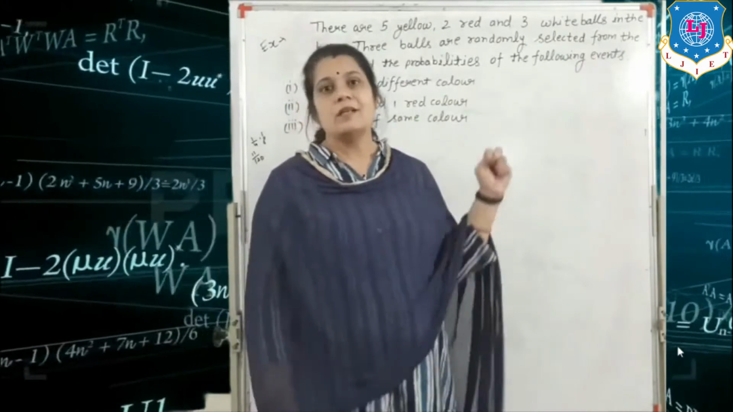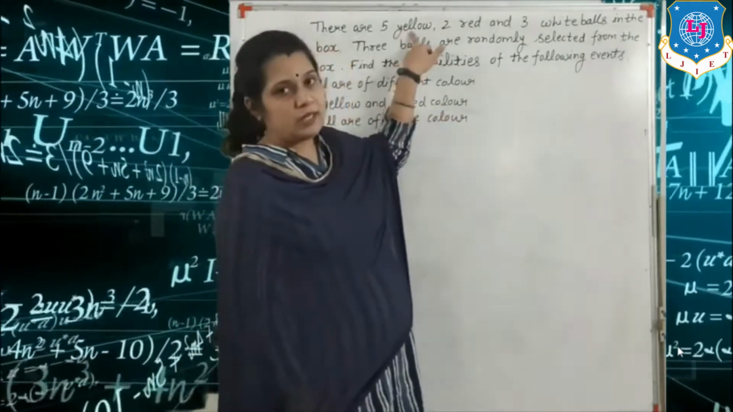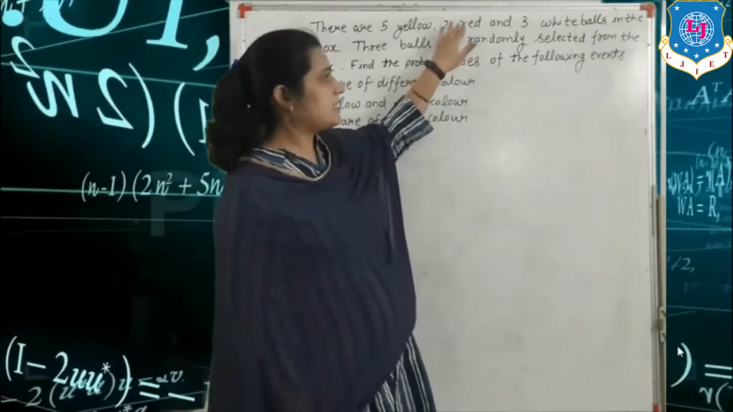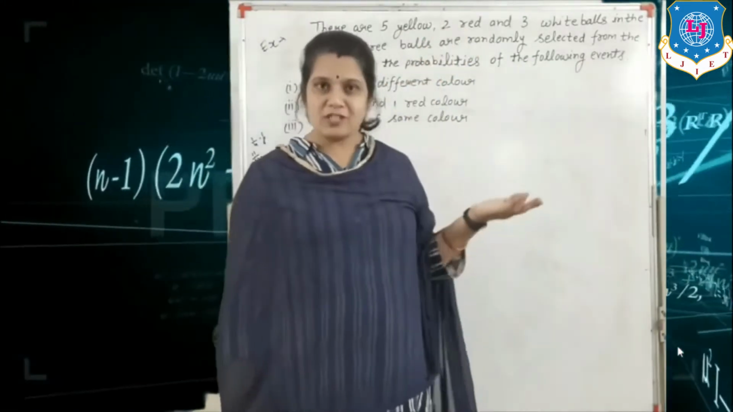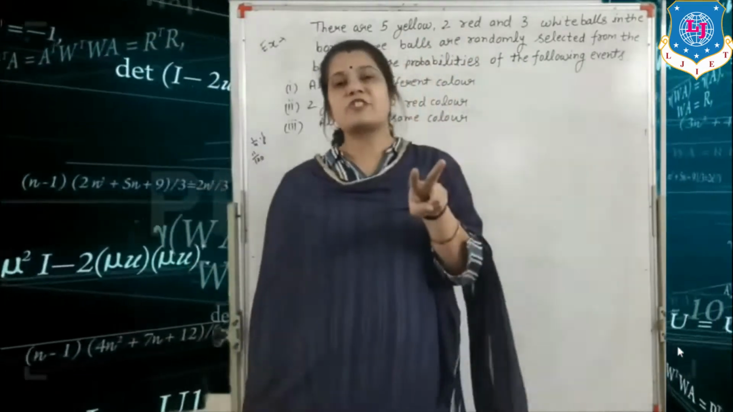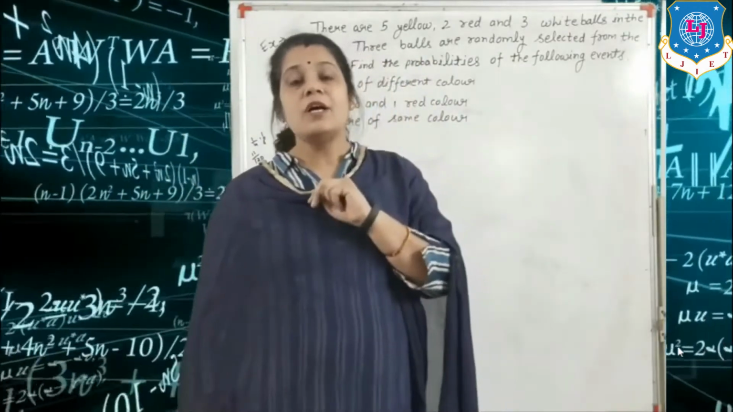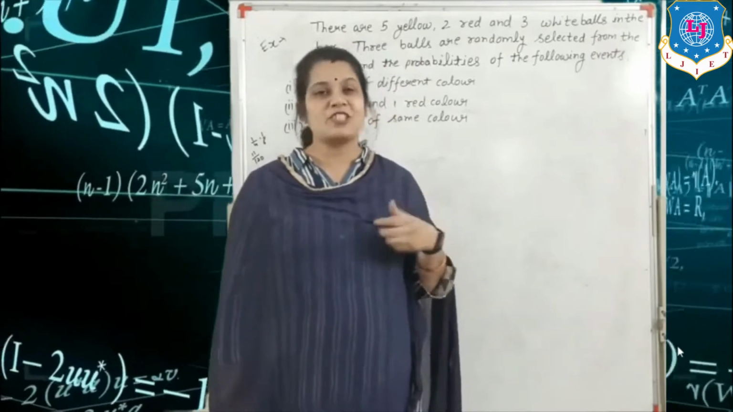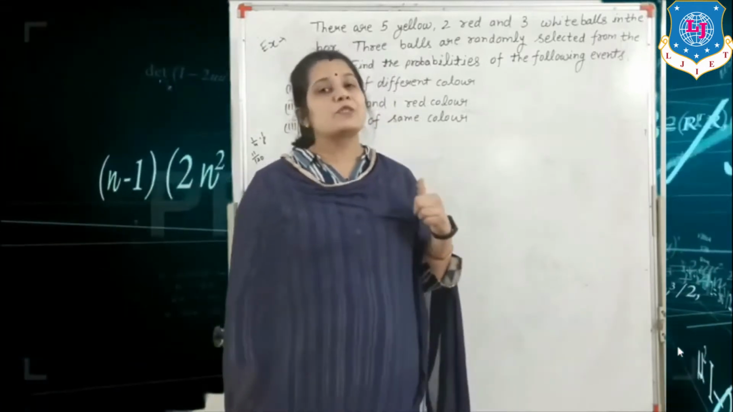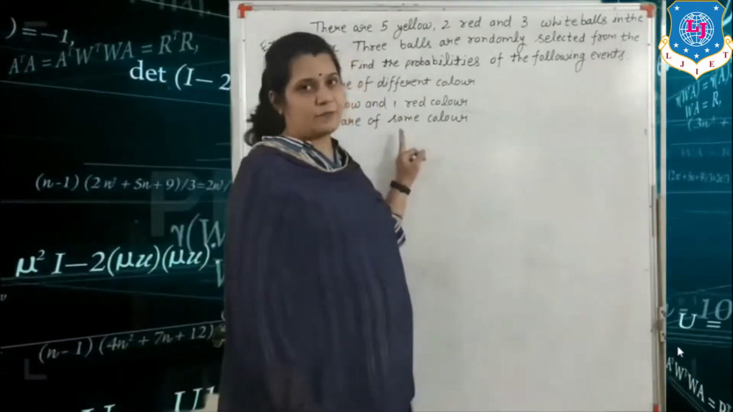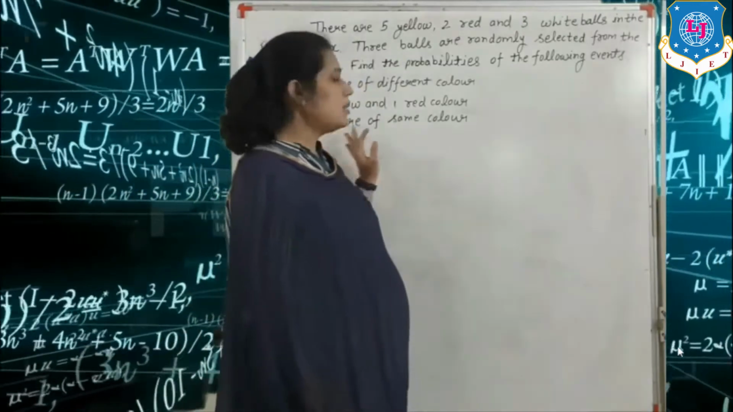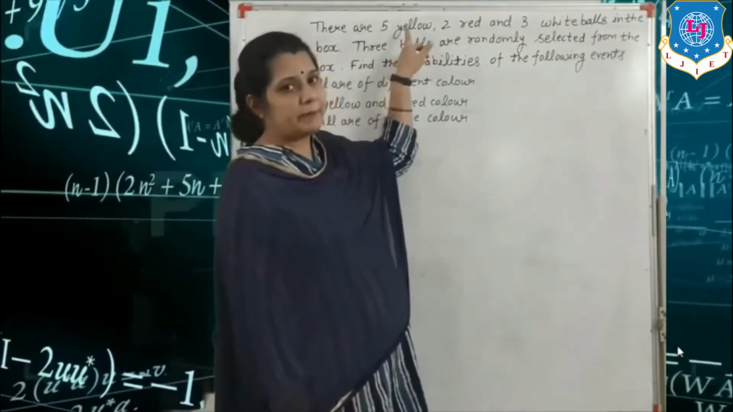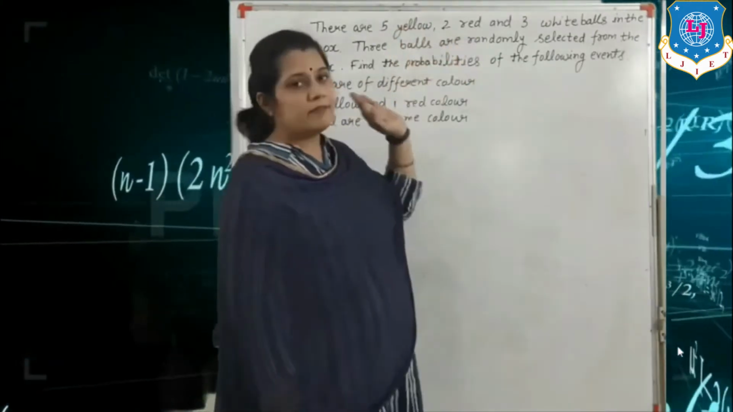That means the 3 balls may be yellow or white. Why do we not say the 3 balls are red? Because here the total number of red balls is 2, and we randomly select 3 balls of the same color, so this is not possible. So in the last case we find the probability that all are of the same color, which means the balls may be yellow or white.